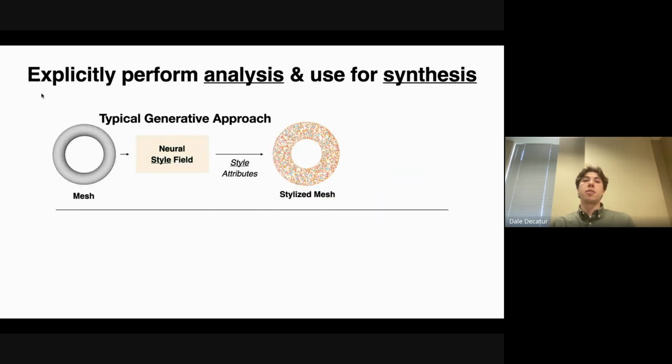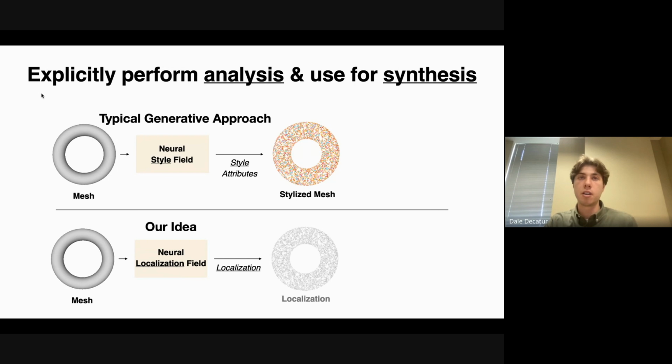So how do we actually go about doing this, right? In a lot of these generative approaches, we simply start with a 3D representation, and then we style our mesh by predicting colors over the surface of the mesh. We'll use some neural field. And then our idea is we're going to say, okay, instead of just predicting colors, we're actually going to predict localizations with our neural field, and then we're going to color the mesh entirely based on our localizations. And we'll get into why that's important in a second.